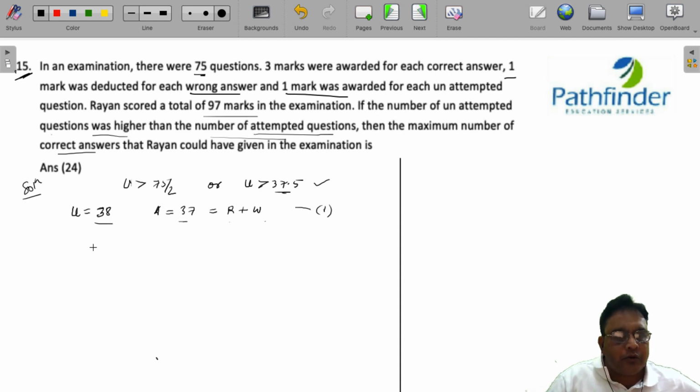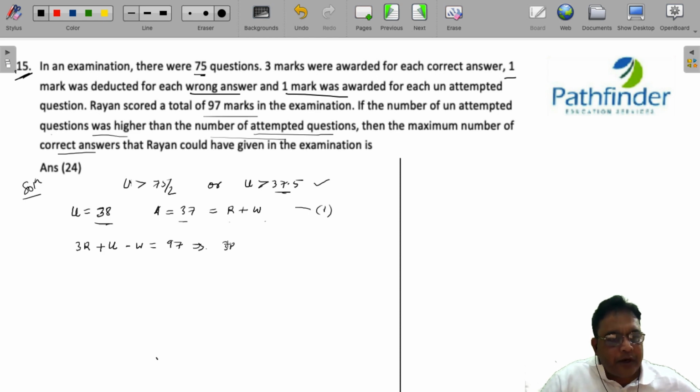Now you also know that 3 times the right plus unattempted questions minus the wrong ones give you 97. Now if you substitute here the value of u as 38, which you assumed, then you will get 3r minus w is equal to 97 minus 38. So that is 59, and this is your equation number 2.